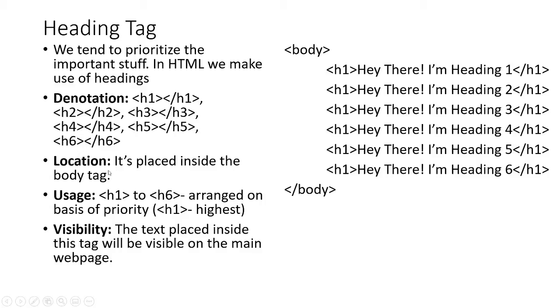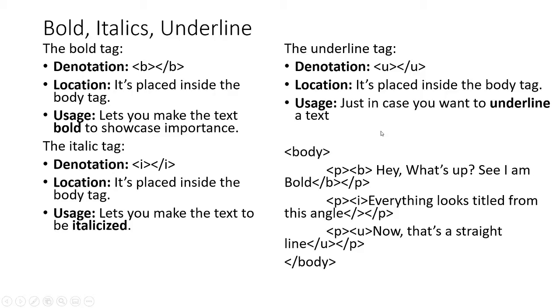Location, it is placed inside the body tag. And usage, H1 to H6 is arranged on the basis of priority. So they have different priorities, and H1 is the highest. H1 has the highest priority. Visibility, the text placed inside this tag will be visible on the main web page. So this is the way to write it. I'm going to show you how to do that when I'm doing the text editor tutorial in a few minutes.